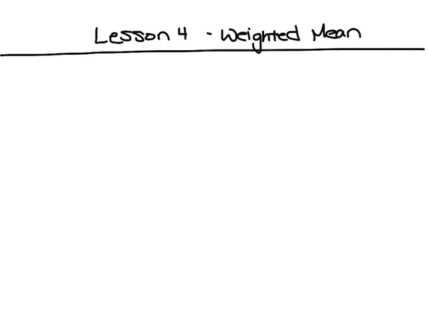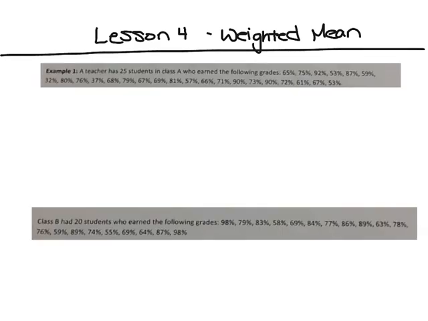Lesson 4, weighted mean. A weighted mean means that not everything is weighted equally. So when you're finding your average, when you calculate a weighted mean, it's a little bit different. For example 1, the teacher has 25 students in Class A who earn the following grades. And then she has Class B with 20 students who earn the following grades.